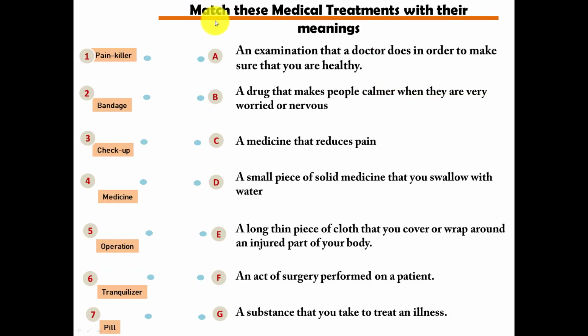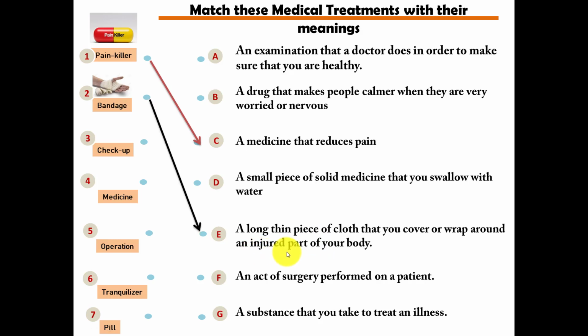Here, the activity is about matching. So you match these medical treatments with their meanings. And again, I am going to help you with the pictures. Number 1, painkiller. What is the meaning of painkiller? Great. Painkiller is a medicine that reduces pain. Well done. 2, a bandage. Great. It is a long piece of cloth that you cover or wrap around an injured part of your body.